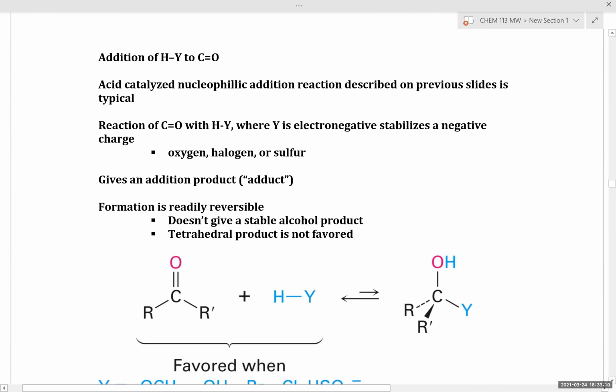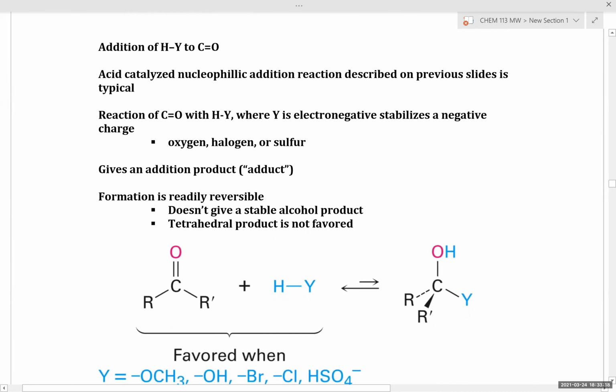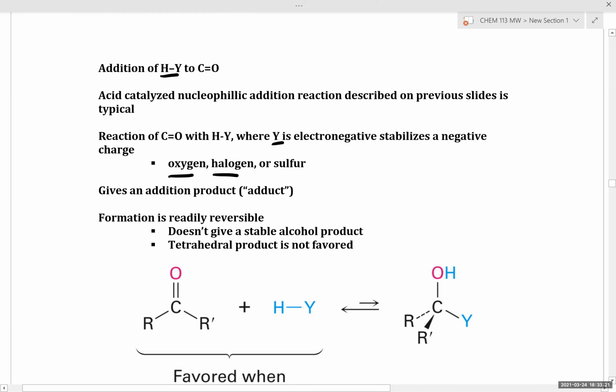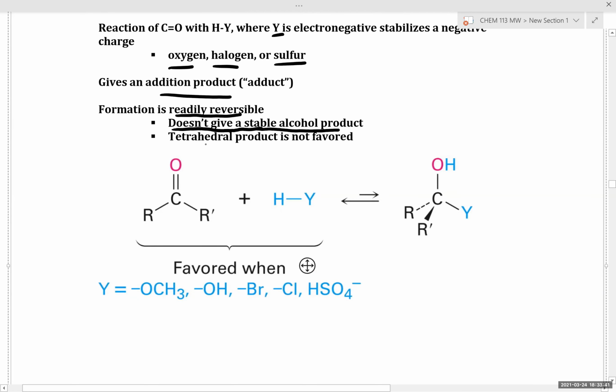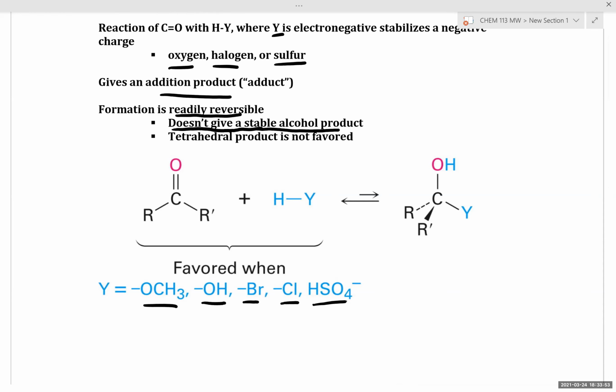So when we talk about all of these 1,2 additions under acidic conditions, generally addition of HY, where Y is an oxygen, halogen, or sulfur atom, gives an addition product. However, the formation of this addition product is readily reversible, and we generally don't get a stable alcohol product. Now, in general, the ketone form is favored when you have alkoxide, hydroxide, halide, or sulfur nucleophiles. Generally, the parent ketone is favored under acid catalyzed conditions and base catalyzed conditions for that matter. The carbonyl carbon-oxygen bond is relatively stable. Does this idea make sense?